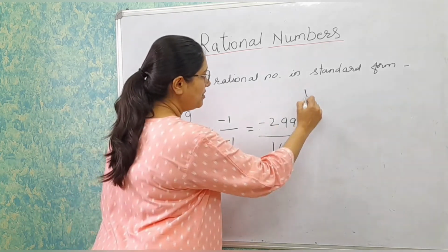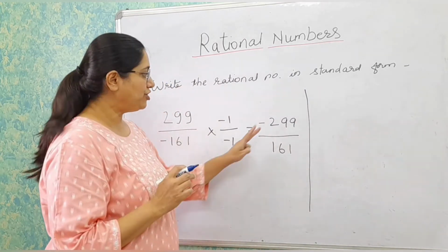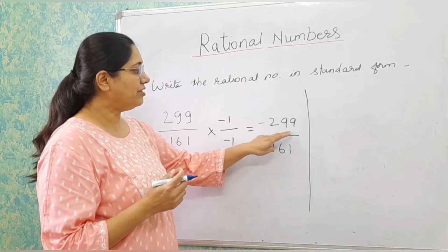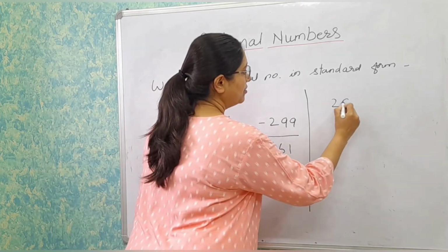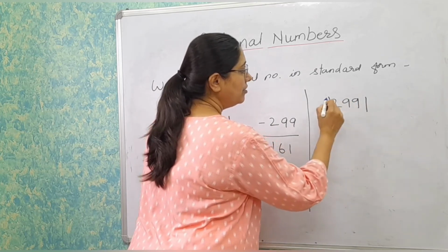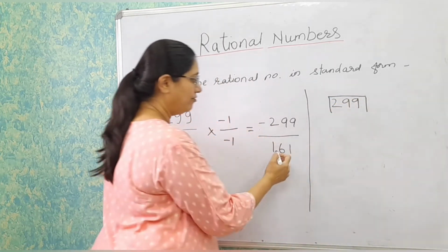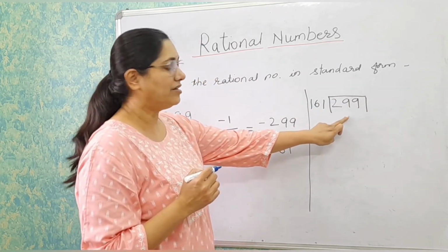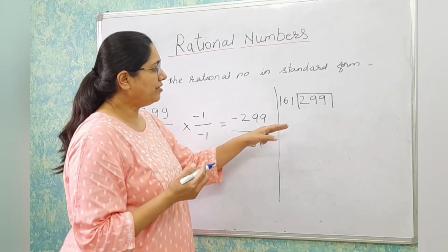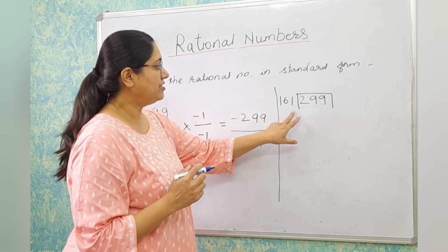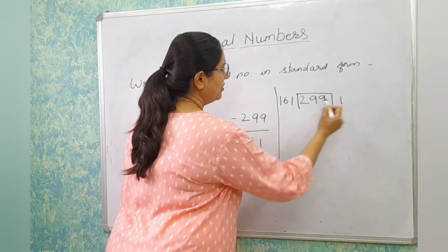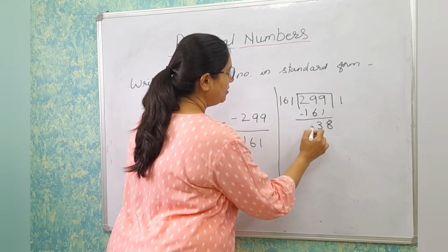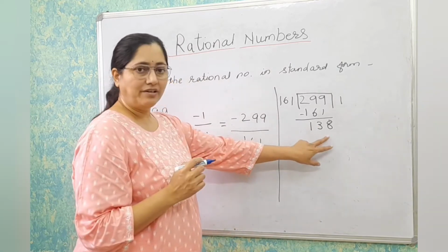First we will make some rough space. First we will find out which one is bigger. 299 is bigger than 161, so the bigger number will be the dividend. So now I have to divide 299 by 161. The smaller number will be the divisor and the bigger number will be the dividend. And you can imagine that 299 can be divided by 161 one time only. So it will be 161, and 299 minus 161 is 138. So this is the remainder.